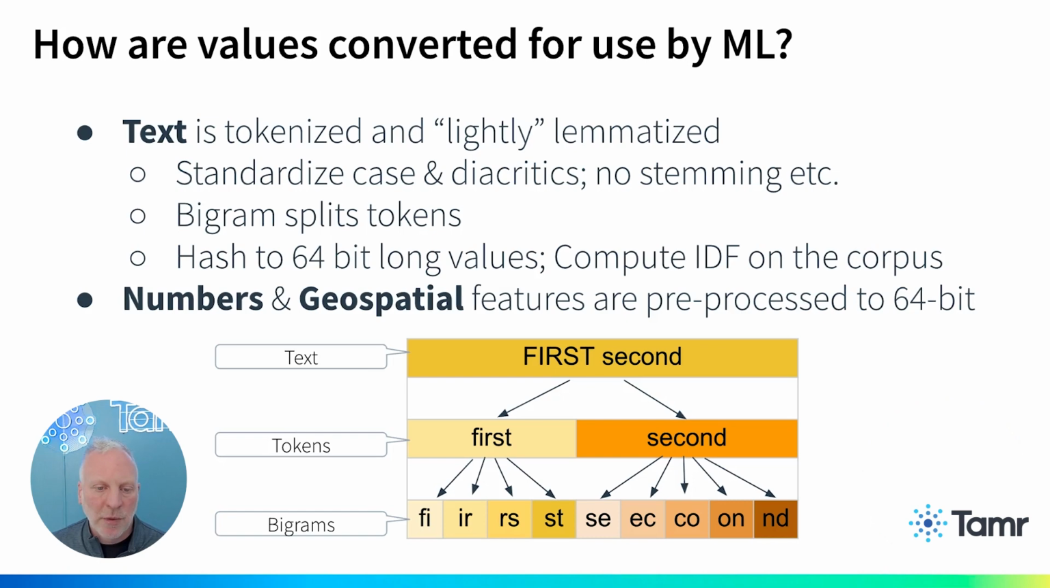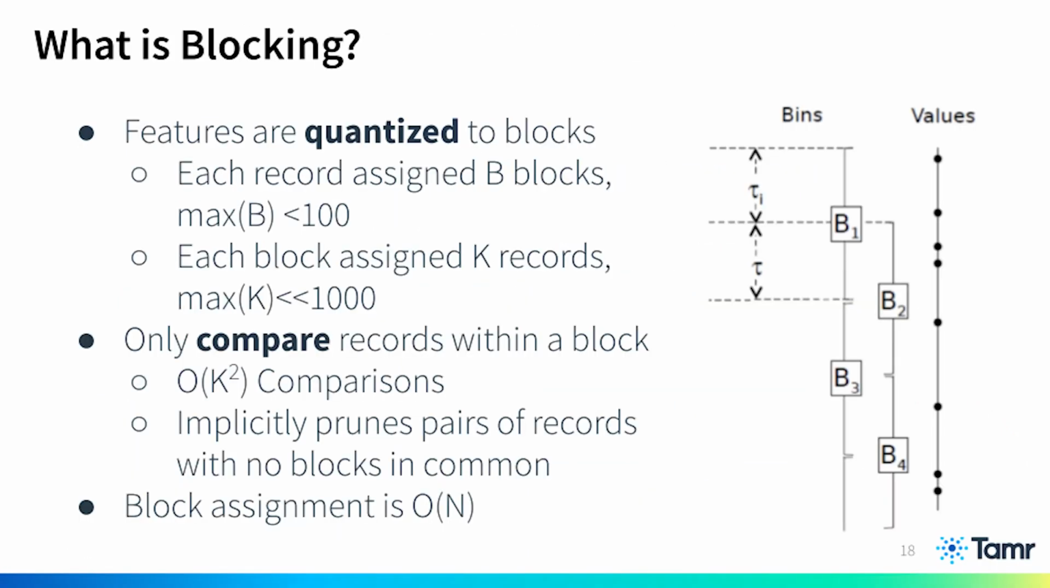For numbers and geospatial features, we just pre-process the features so that all the values are 64 bits, again, to play well with that memory hierarchy and streaming of 64-bit values.